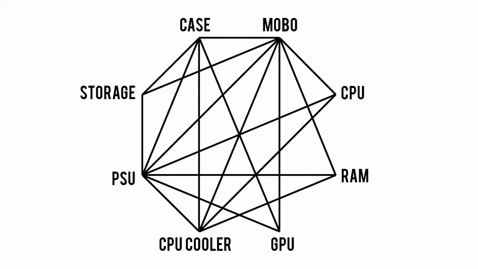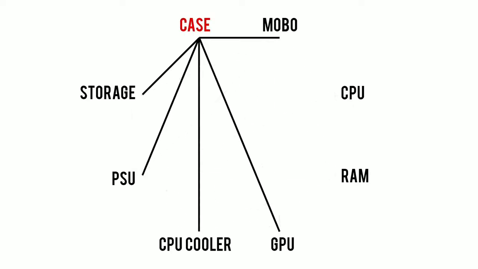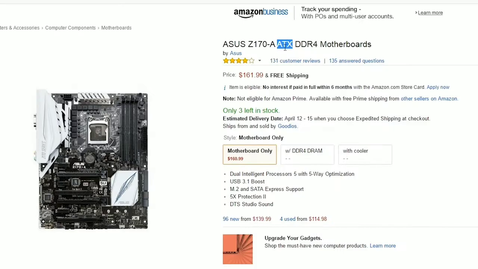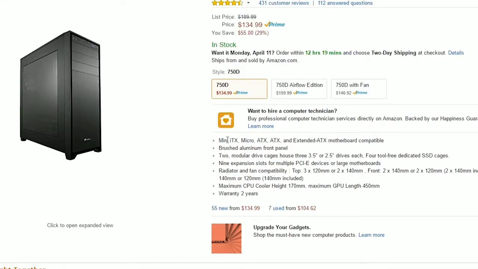Rather than trying to tackle all these lines at once, let's start by talking about the computer case and work our way around the octagon. So for starters, the relationship between cases and motherboards is pretty simple. Motherboards come in a number of sizes or form factors, but the most common ones from smallest to largest are mini ATX, micro ATX, ATX, and extended ATX, or EATX for short. Once you know what kind of board you're dealing with, you can look on a case's product page to see what types of boards it supports.